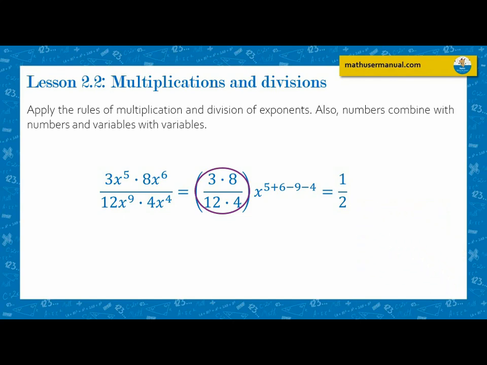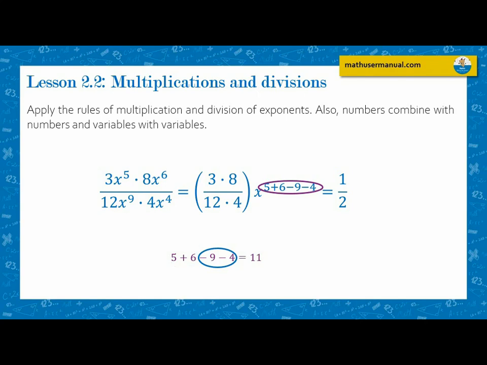Now that we took care of the coefficients, we can take care of the exponents. We have 5 plus 6 minus 9 minus 4. It's kind of a long addition and subtraction, so let's do it separately down here. And let's take care of groups. Let's first do the positives. 5 plus 6, this is 11. And now let's take care of the negatives. Minus 9 minus 4. Remember, rules of signs.